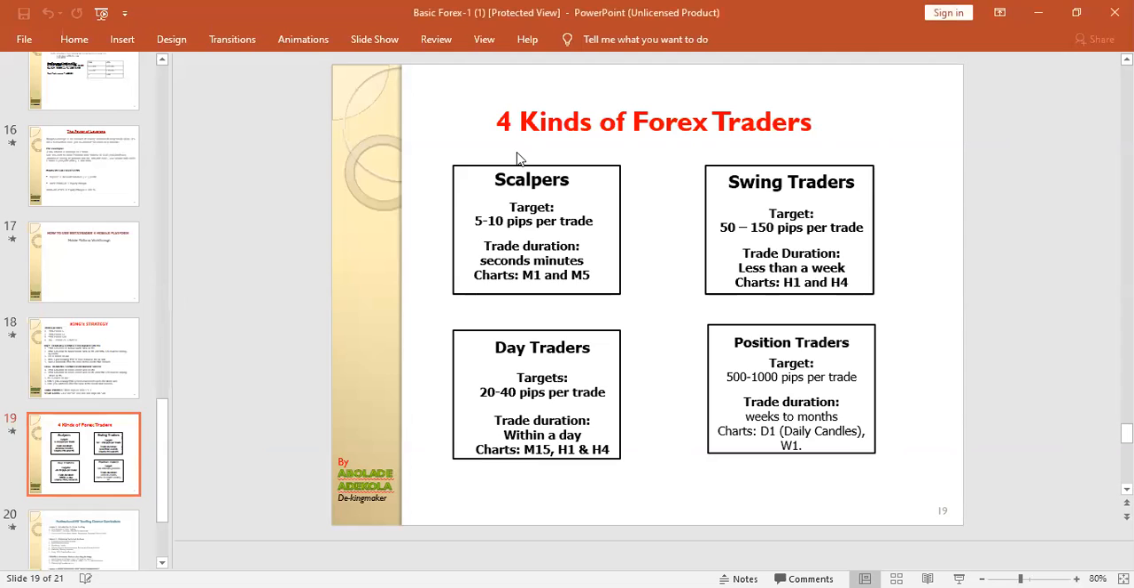So now, four kinds of forex trader. You as a trader, where do you belong? This is the question to those of us who have been trading. Now we have four types of forex trader. Number one, we have the scalper. Who are scalpers? Scalpers are traders that target between 5 to 10 pips per trade, and the trade duration is within some seconds. Scalpers trade between the 1 minute and 5 minutes chart time frame.